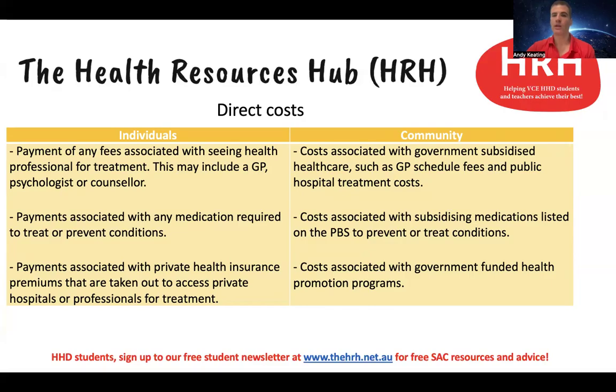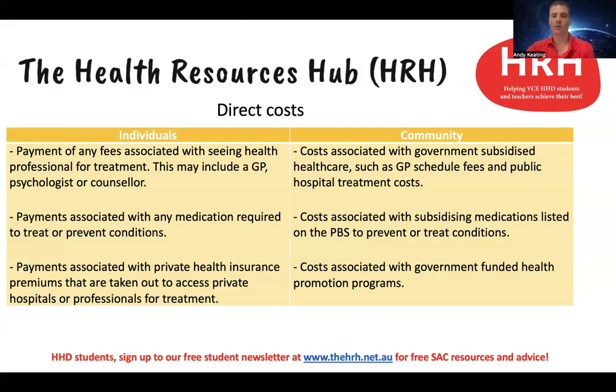In terms of the community, costs associated with government subsidized healthcare, such as GP schedule fees and public treatment costs. So this would be things like government taxpayer money that might go toward Medicare to do with seeing a GP and public hospitals, so that individuals in the community can participate in that for treatment of a health condition. And so this cost is borne by the community because it comes from taxpayer dollars. The next one, costs associated with subsidizing medications listed on the Pharmaceutical Benefits Scheme, or the PBS, to prevent or treat conditions. Once again, because this is from taxpayer money, it's borne by the community.